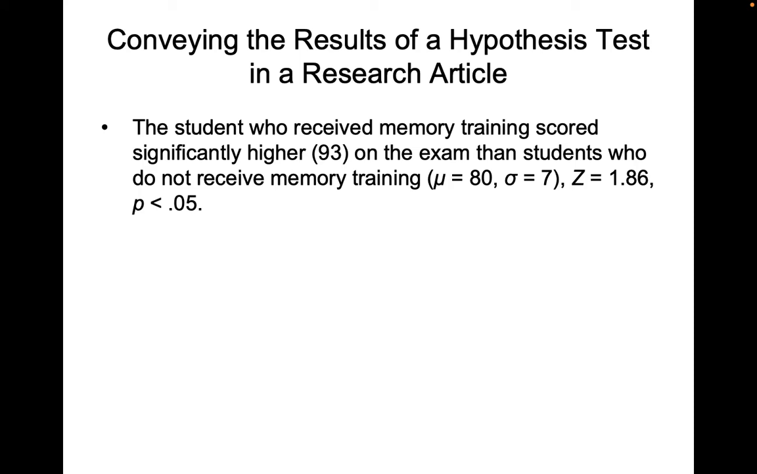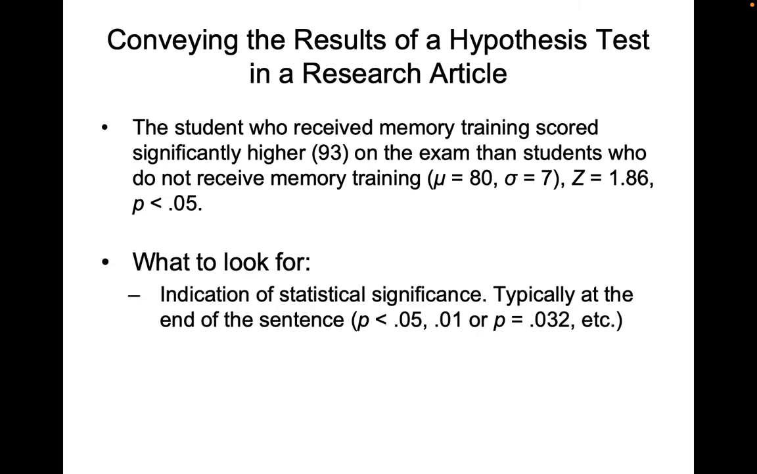There's a couple things to look for when reading how statistics are reported. So here's what to look for. The first thing would be an indication of statistical significance. This is typically found at the end of the sentence as it is here. You're going to be looking for something like p less than 0.05 or p less than 0.01. That tells you that the statistical result met those conventional levels of statistical significance.